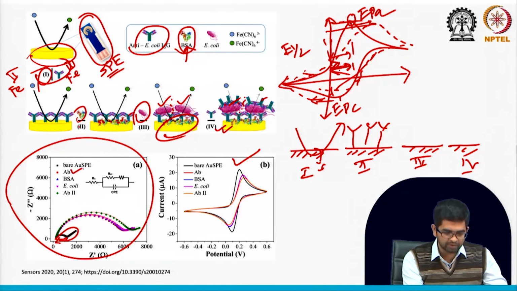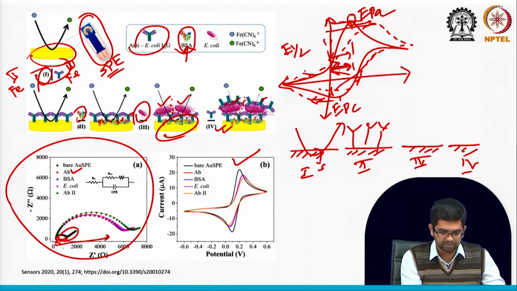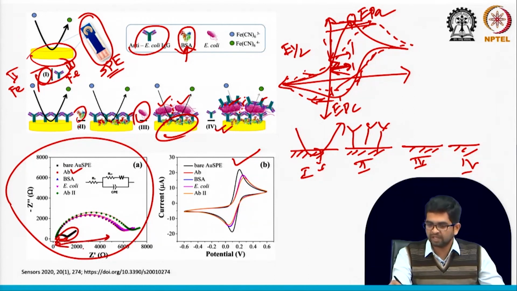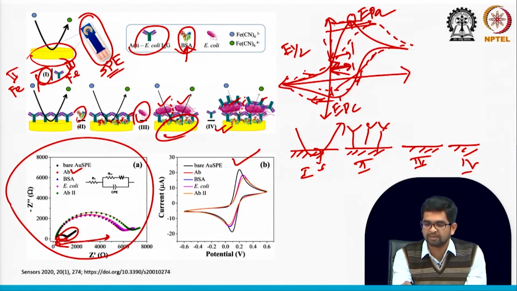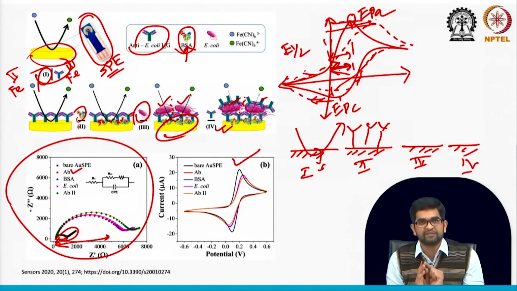Now see the antibody coated, this one. As you increase the protein on the sensor surface, the electron transfer will definitely decrease. That is why the RCT value increases rapidly. And in your CV you can see the difference accordingly: the current value will decrease, the anodic peak potential will be shifted towards the right, and the cathodic peak potential will be shifted towards the left.